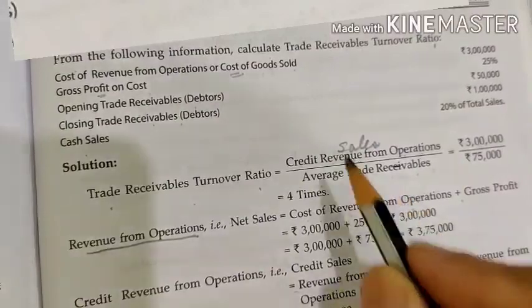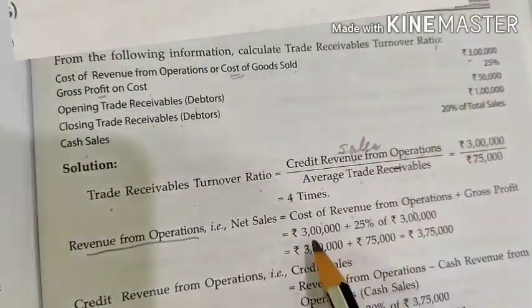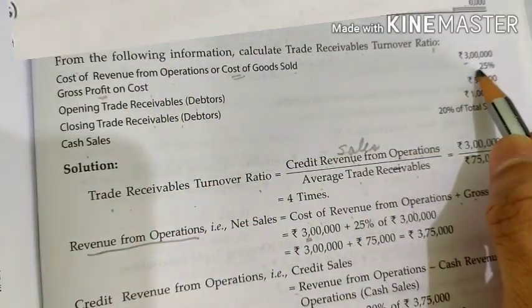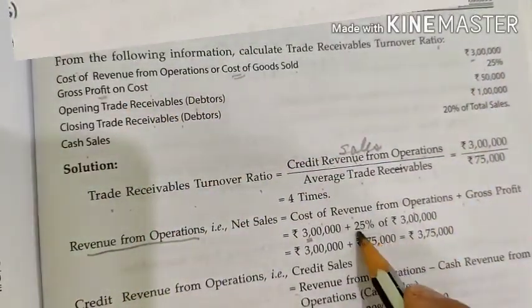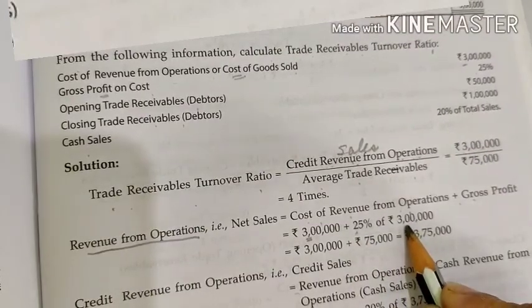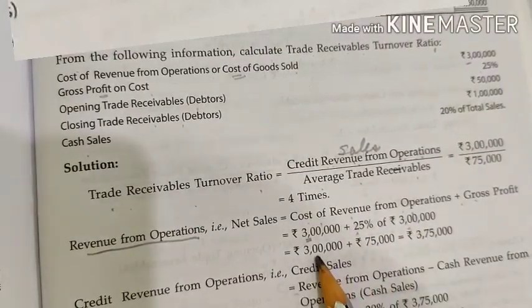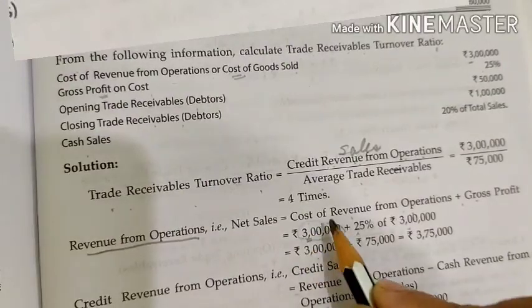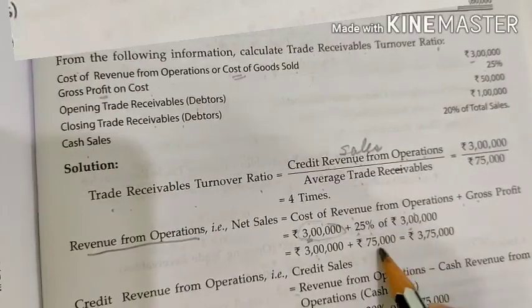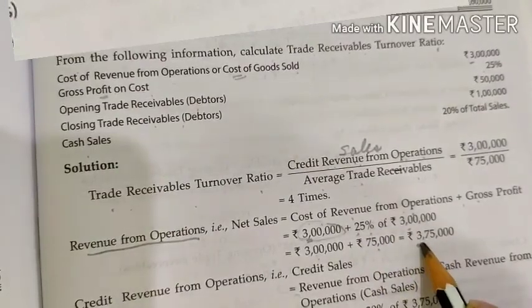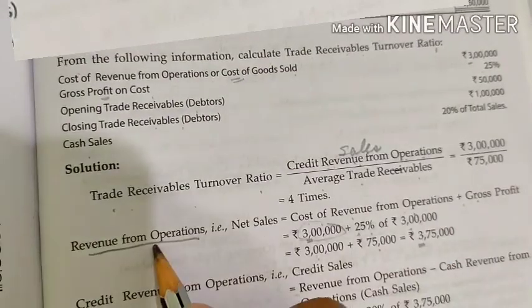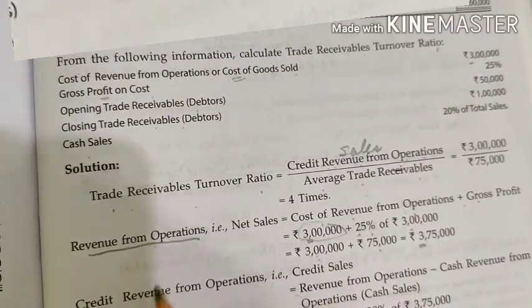Cost of revenue from operation is as given to you 3 lakhs here. So 3 lakhs. Gross profit relation is given here. It is 25% on cost. So it is 25% on cost, that is 3 lakhs. So you have 3 lakhs, cost of revenue from operation, plus 25% of 3 lakhs is 75,000. So you get 3,75,000. This is net sales or revenue from operations.